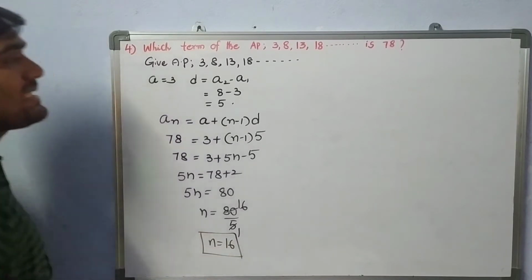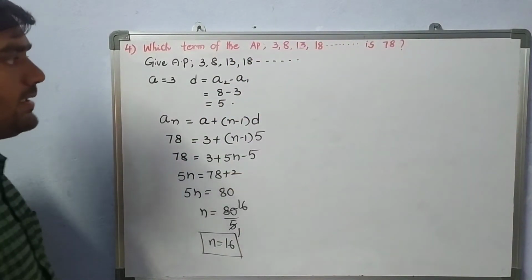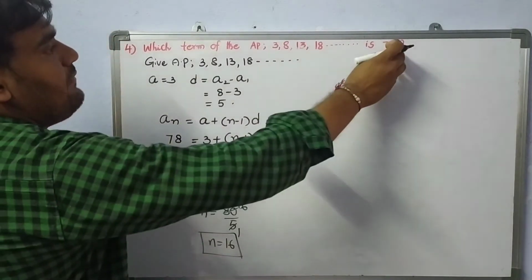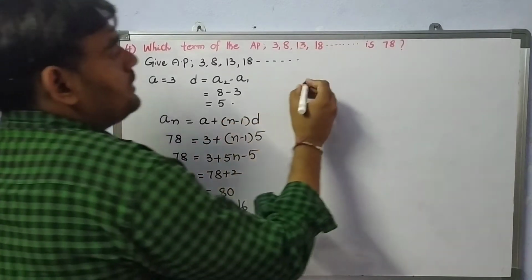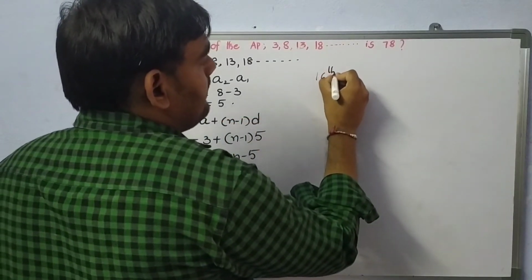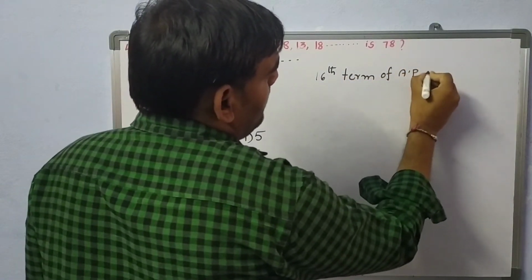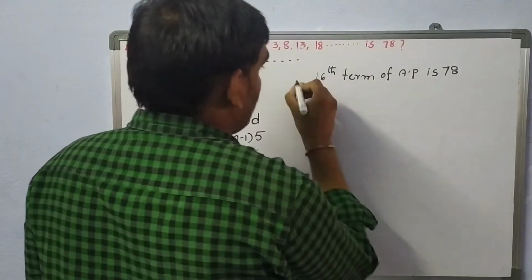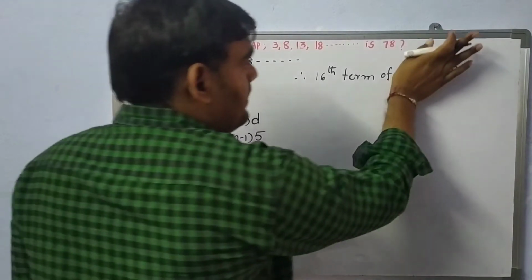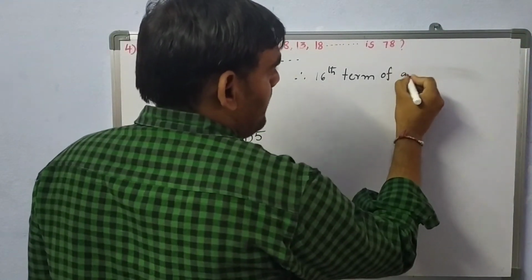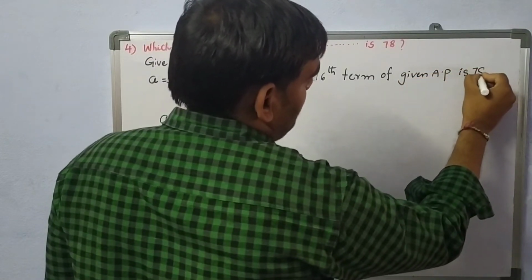Therefore, the 16th term of this arithmetic progression is 78. Which term of the arithmetic progression is 78 means the 16th term. Here n is equal to 16. Therefore, the 16th term of the given AP, the given arithmetic progression, is 78.